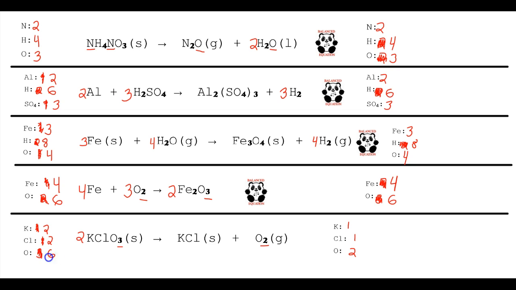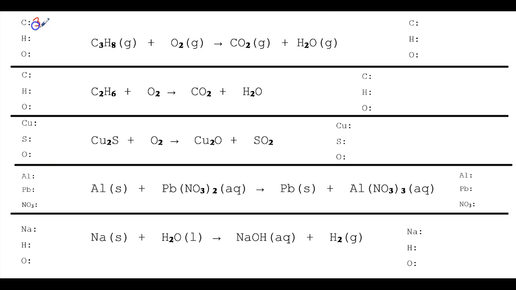That's going to change a couple things. And I'm going to put a 3 on the right over there to change my oxygen up to 6. So that's now going to change that to 2, 2, 6 on the left, 1, 1, 6 on the right. But that's easily fixed with the 2 coefficient for the potassium chloride. And bam, balanced equation panda.